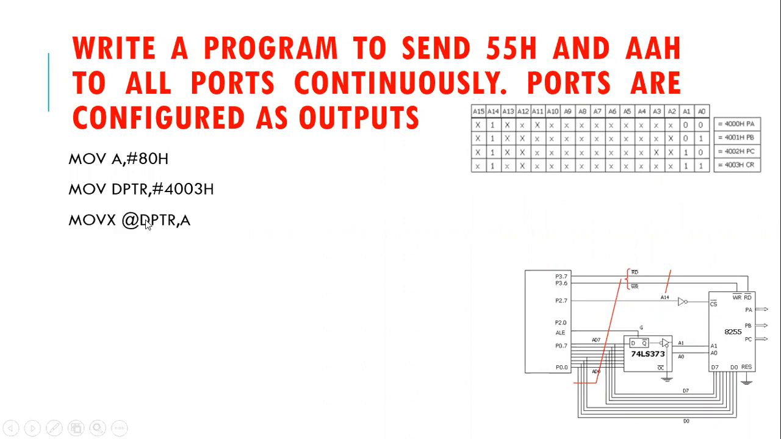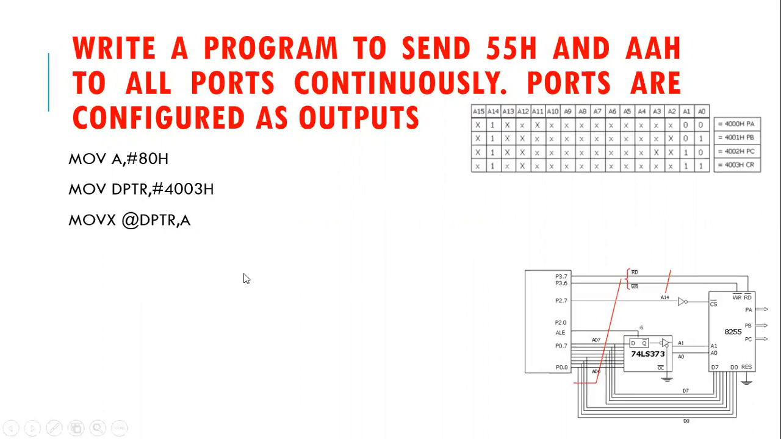Next, this is the address of the control register. Whatever value is in A, we move it to the address pointed by DPTR. DPTR is pointing to what address? 4003. That is basically pointing to the control register. So 80H is the control word that we write through DPTR to the control register.